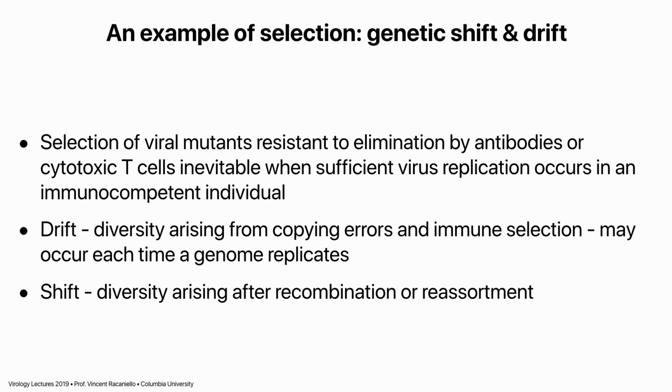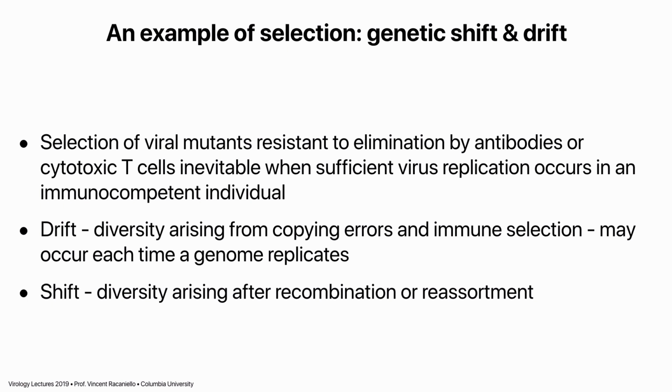We've talked about this, how changes in epitopes on viral glycoproteins can lead to escape of antibody neutralization. CTL epitopes can change and avoid killing by cytotoxic T lymphocytes. So this happens in an infected individual, an immunocompetent individual. You'll definitely select virus mutants. This is nothing more than selection. The viruses undergo mutation, and you can select out viruses that are not neutralized, for example.